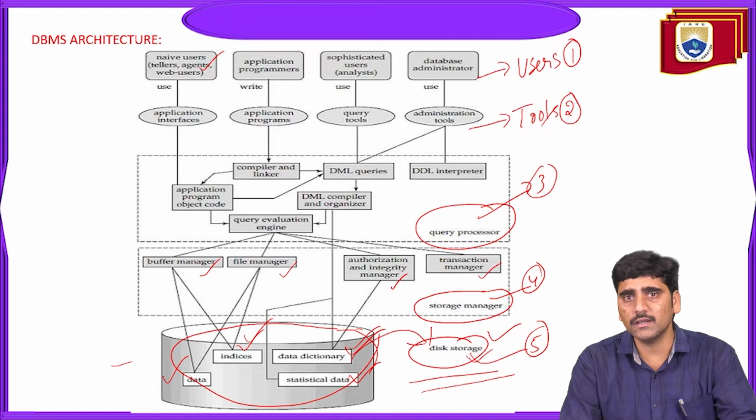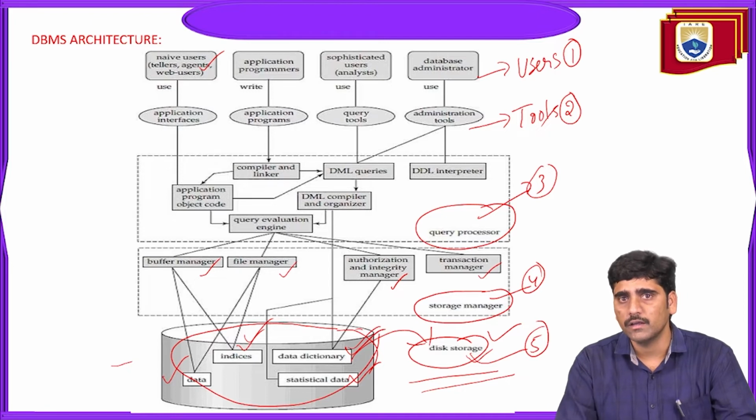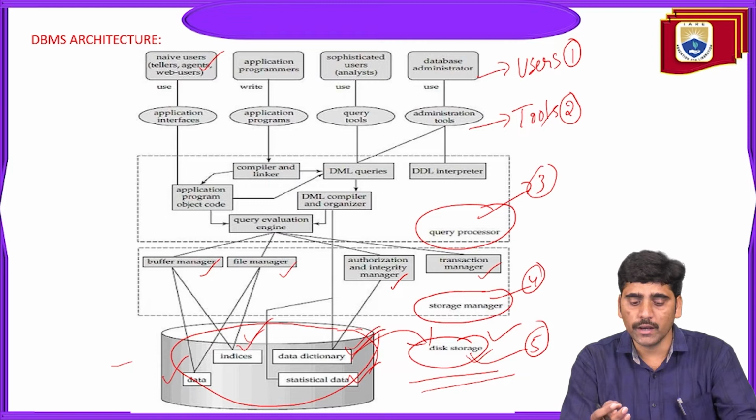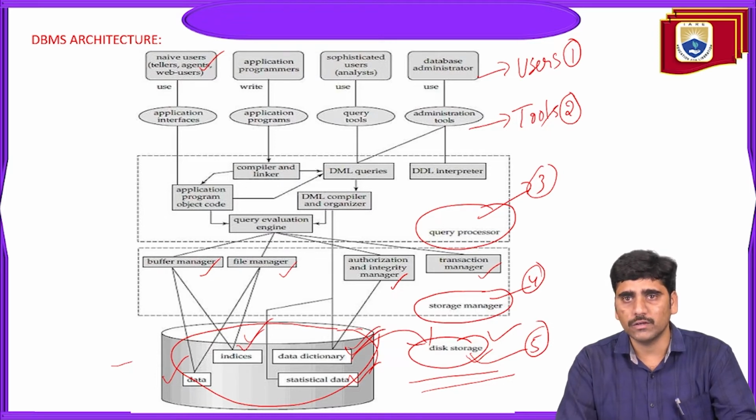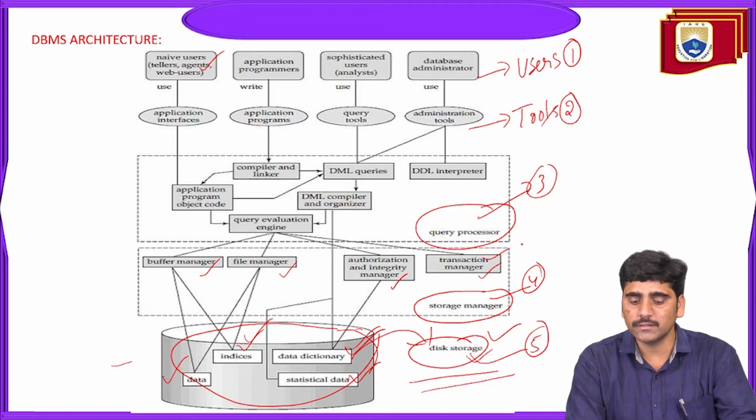And authorization and integrity manager. So applying authorization is nothing but deciding whether he can access the file or he is not able to access the file. If he is an authorized person, then you can access that file. So it will manage all the accessing and unaccessing information.